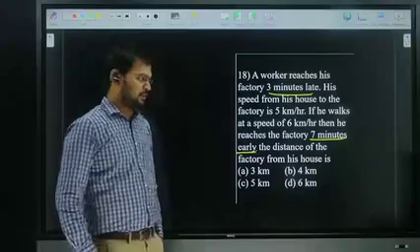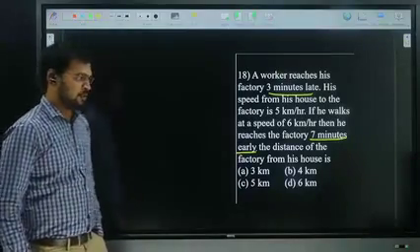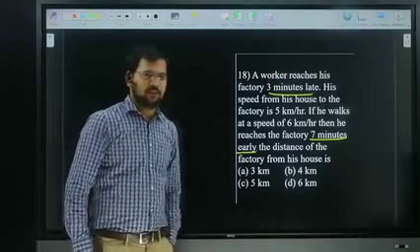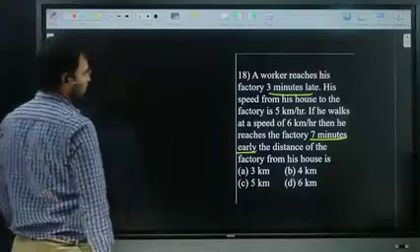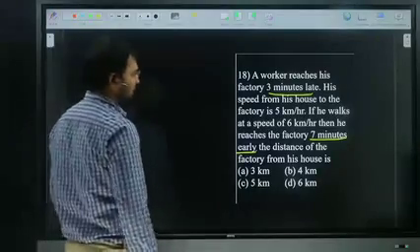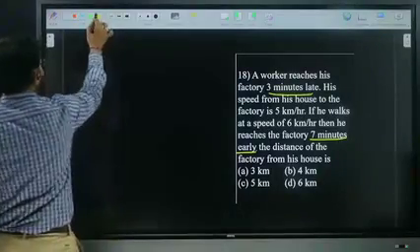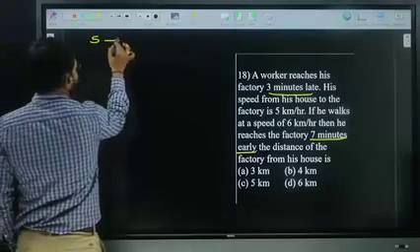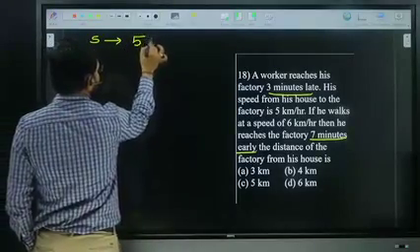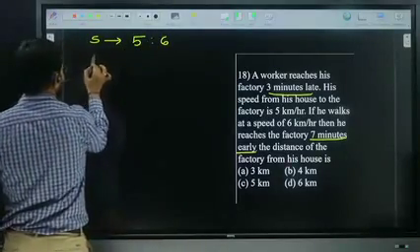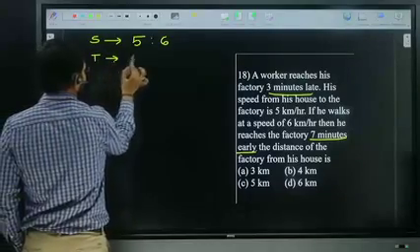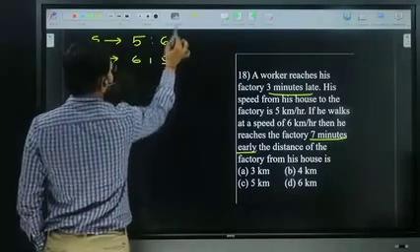Five kilometers. Very good. So 5 kilometers is the right answer, Amma. So look at me, Andy. Here they have given the speeds: 5 km per hour and 6 km per hour. So the speeds ratio is 5:6. If the speeds ratio is 5:6, then the times ratio is 6:5.